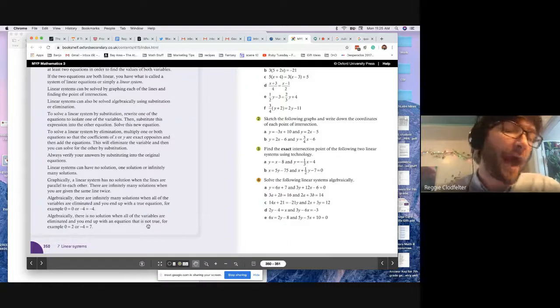If we're solving them algebraically, meaning we're trying to solve for x instead of graphing, when there are infinitely many solutions, meaning it's the same line twice, you'll end up with a true equation, such as 0 equals 0 at the end. That indicates to you that there are infinite solutions. It's the same line twice. If there is no solution, if the lines never intersect, then when you solve it algebraically, you'll end with an equation that is not true. For example, 0 equals 2 or -4 equals 7.